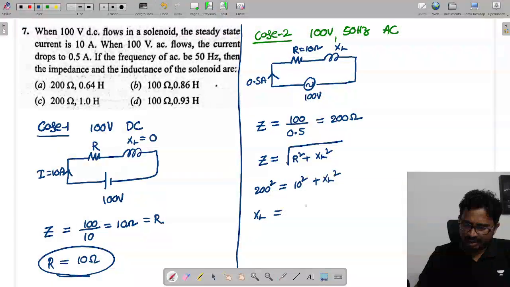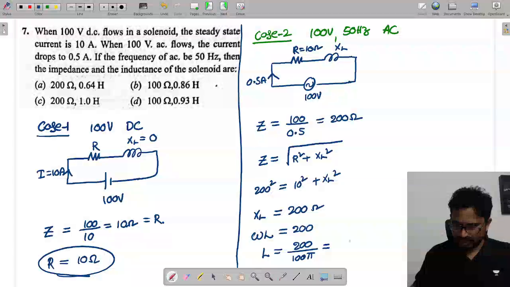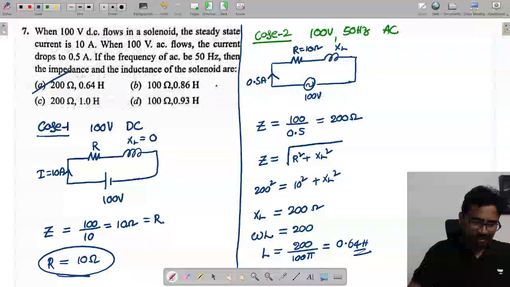So the XL value will come nearly as 200 only now. XL is equal to omega L, which is equal to 200. So from this, L is equal to 200 by omega. Omega is equal to 2 pi f, that is 100 pi. So how much is this value? Tell me. Inductance value 0.64. So option is A.